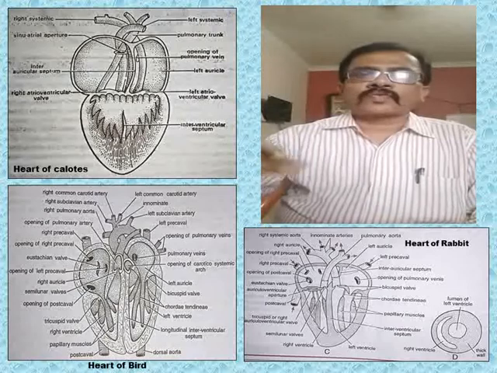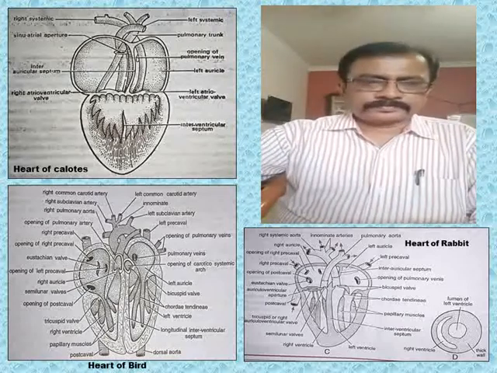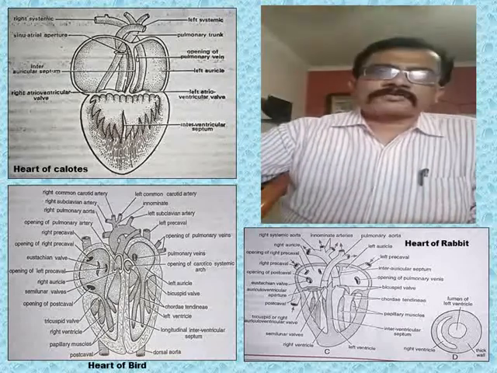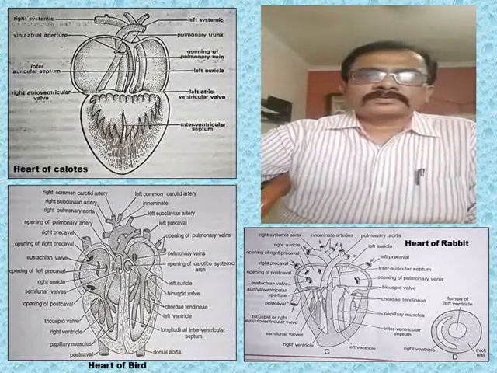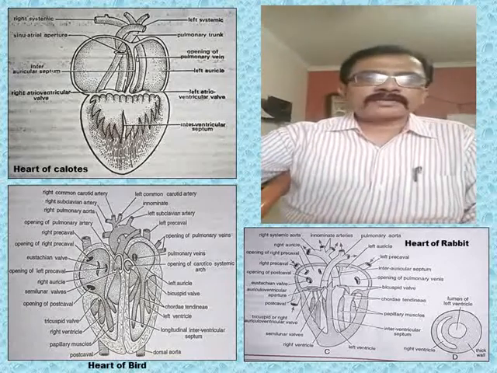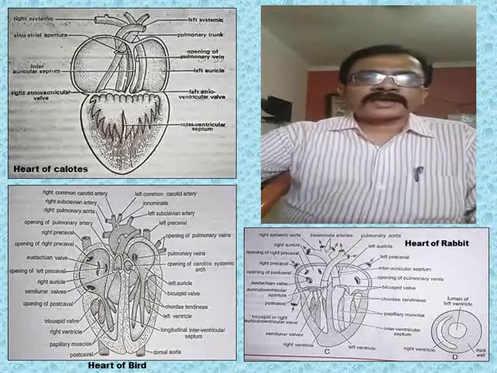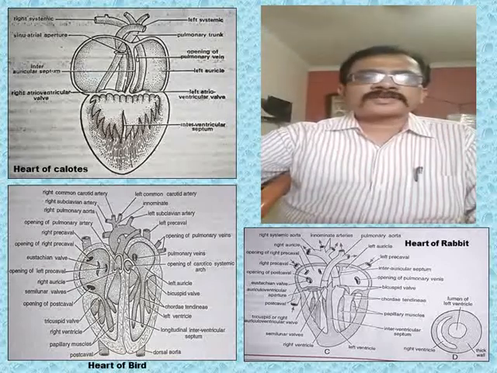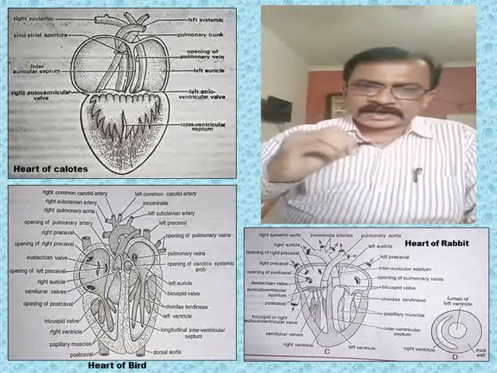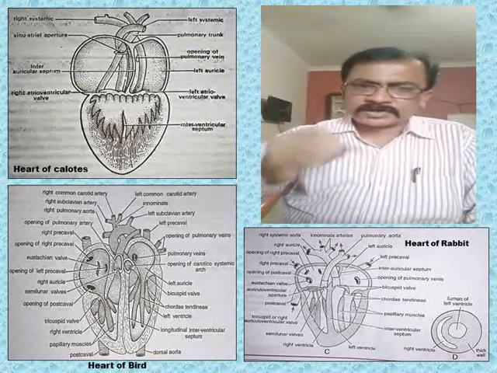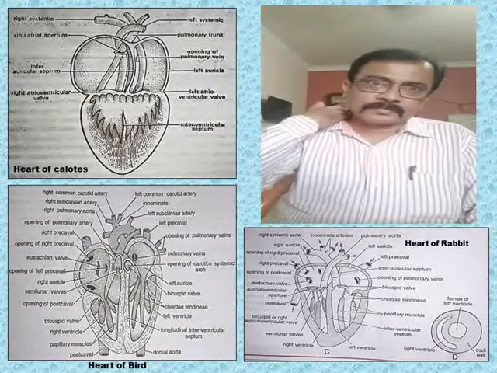So then the wall of the auricle. In case of lizard, it is thin walled. The wall of the auricle is thin. The inner lining is in the form of slightly elevated muscular ridges.